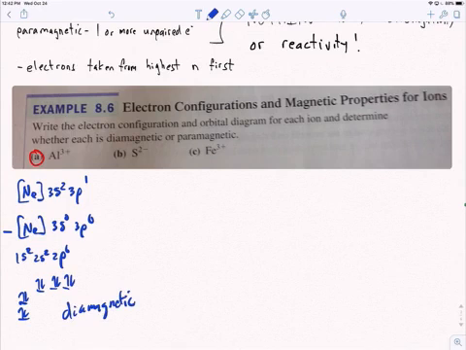So do you understand what I've done here? I have the ground state of aluminum, rip 3 electrons off, look at the electronic configuration, everything's paired, therefore it's diamagnetic. Questions on how to do this?